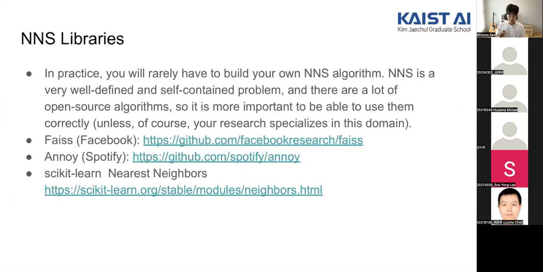So again, as I told you, there are several libraries that you can use to perform NNS. Actually, I didn't put the Google one. This is also pretty popular these days. I'll put that on the website too. But in practice, you'll rarely build your own NNS algorithm, because it's a very well-defined and self-contained problem. There are a lot of open source algorithms, so it's more important to be able to use them correctly. Of course, unless you're really trying to specialize in this domain for your research. So there is FAISS, which is quite friendly with PyTorch, Annoy from Spotify. You can also use scikit-learn, and there is a Google library called ScaNN. I'm going to put this on the slides after class too. Because we're using PyTorch in this class, we'll be using FAISS, but you're welcome to try out other things too, if you're familiar.